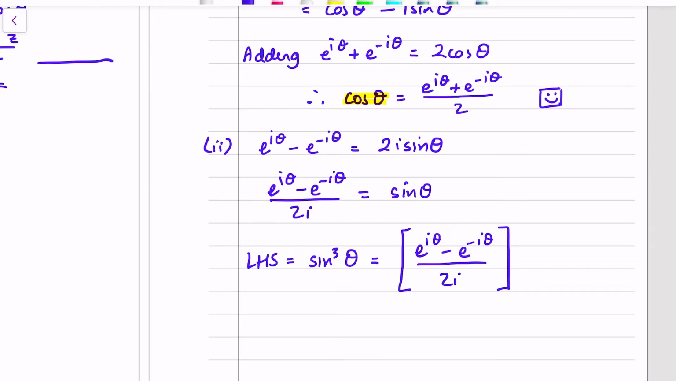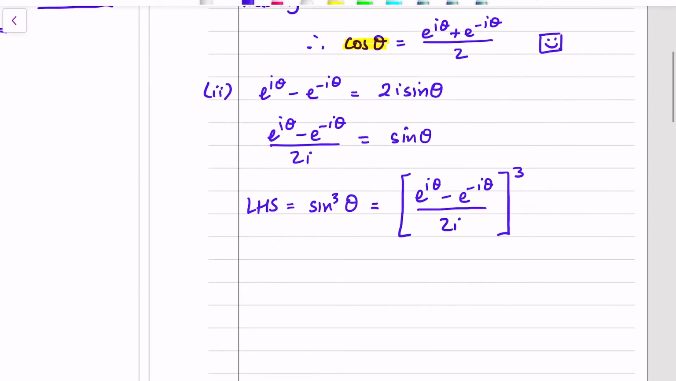2i is just a constant, so when we cube that, we get 2i times 2i times 2i, which is 8i cubed, and i squared is negative 1, so 8i cubed is negative 8i. I'm going to need a little bit more room on this. So we'll go negative 1 over 8i. And then we need to expand e to the I theta minus e to the minus I theta, all cubed.